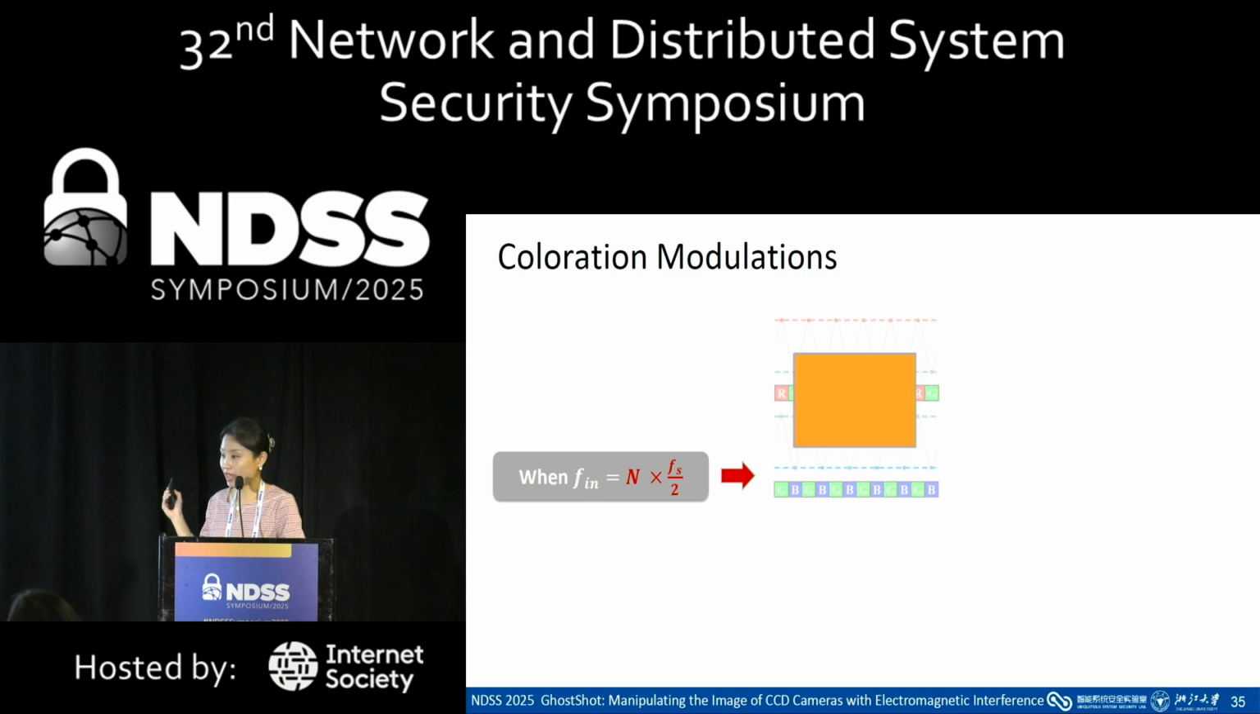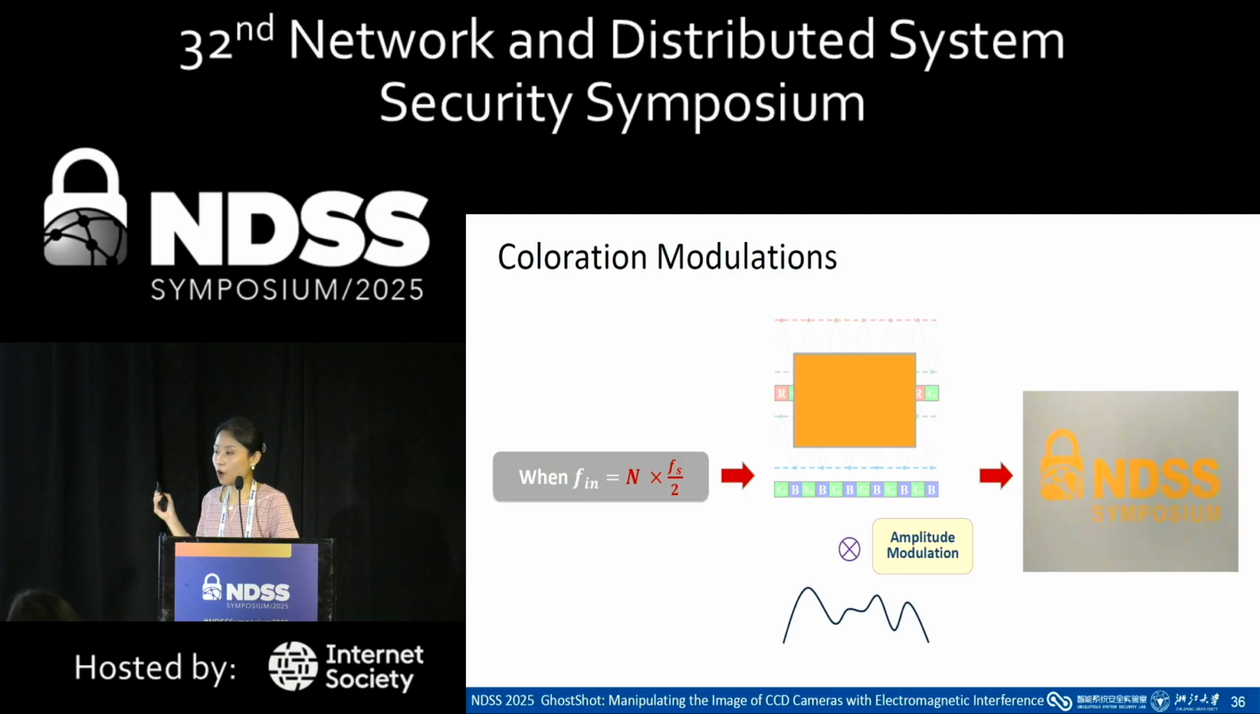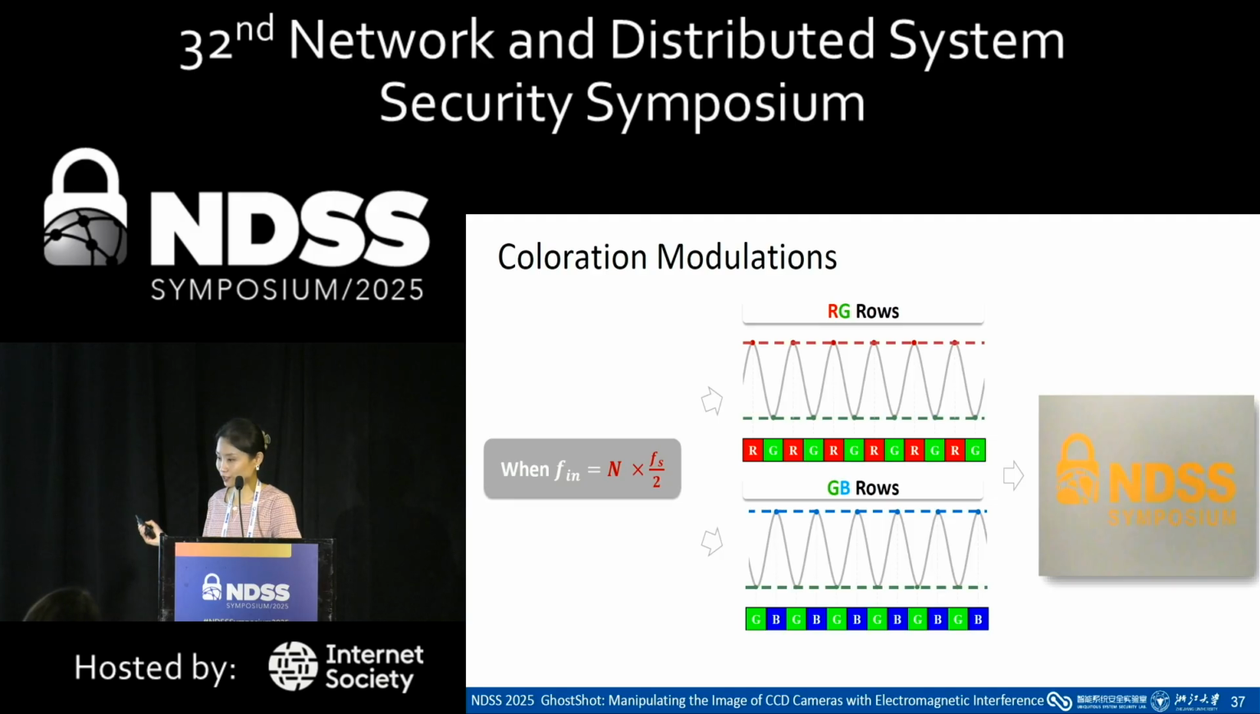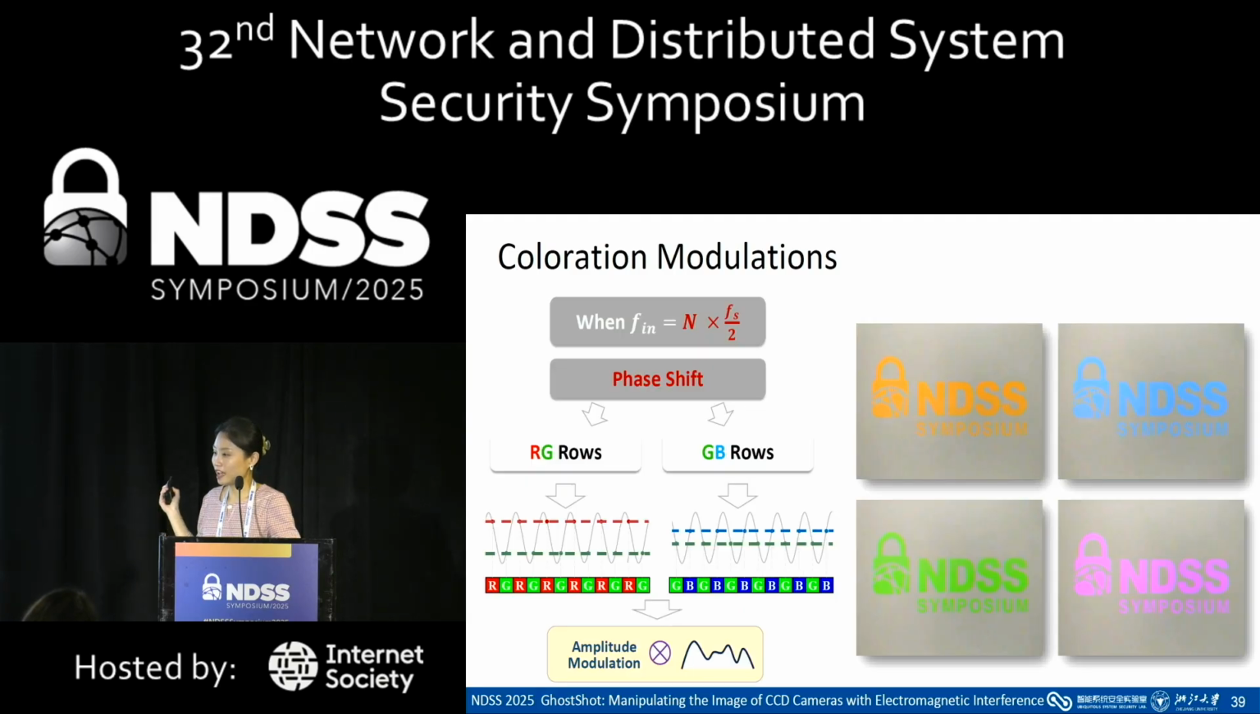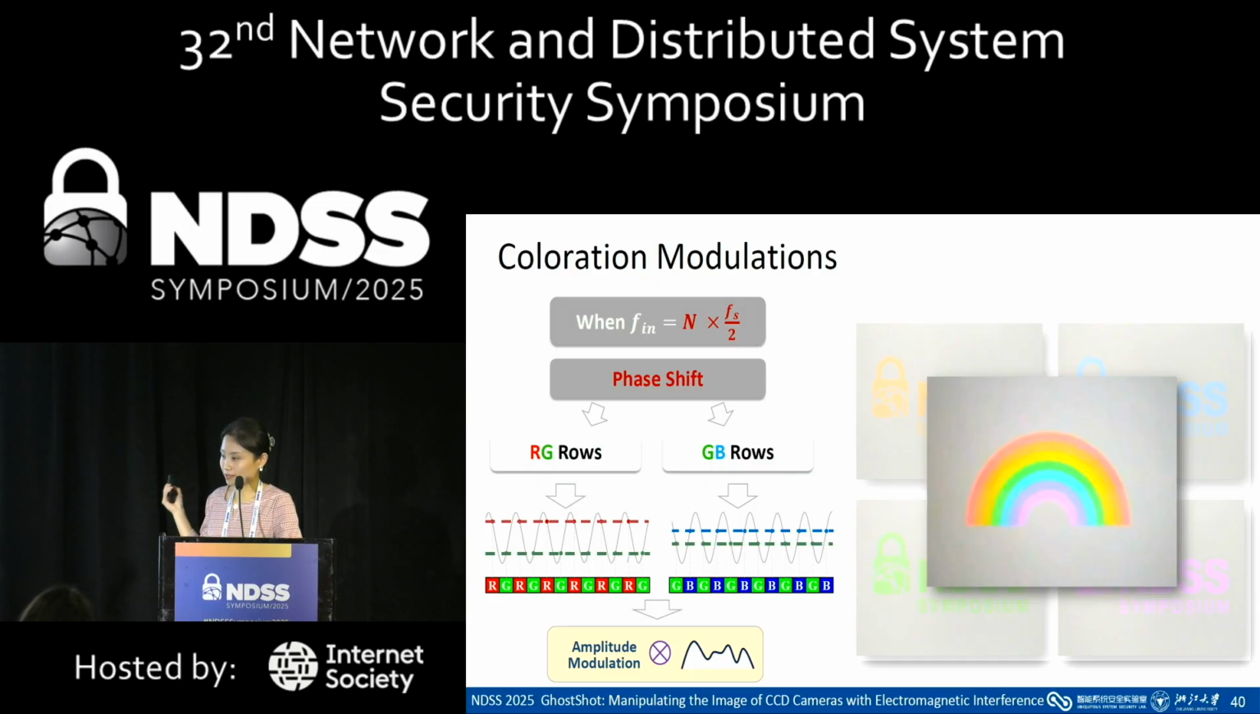Actually, we show that we can use the amplitude modulation along with the phase modulation in order to generate different colors. And for more details, please consult the paper. So the result is that we can generate colorful images.